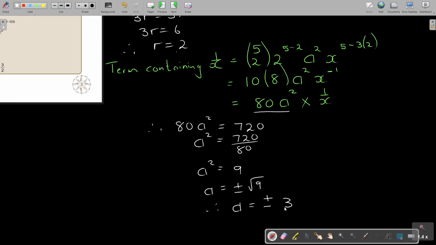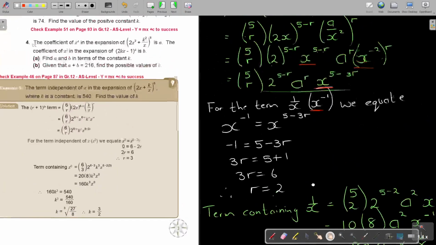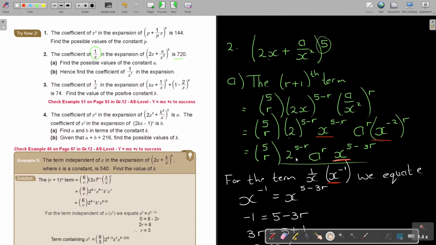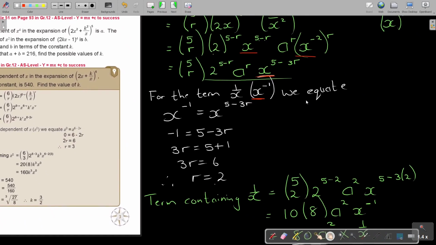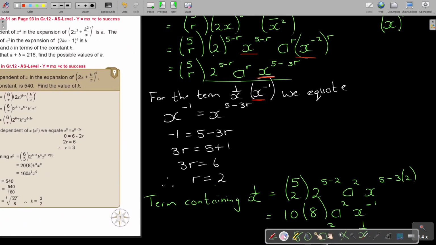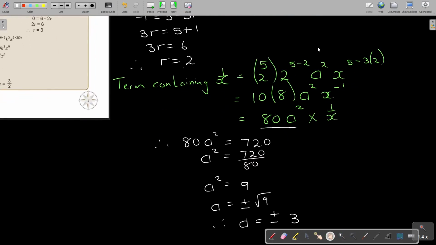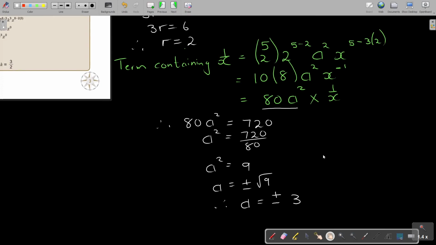Okay, but now I'm just checking quickly something. Okay, now I also have to do b. Oh, it's quite a long sum. So hence, that means use that answer. Find the coefficient of 1 over x to the power 7 in the expansion. Okay, now I need some of this information. I think we can just make space. It's fine. I'm just going to, remember a is plus minus 3.